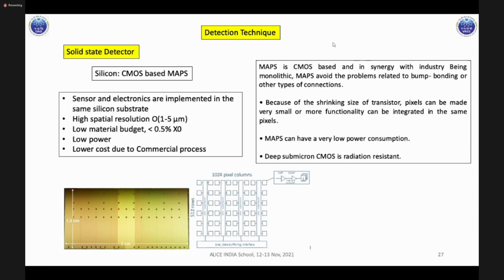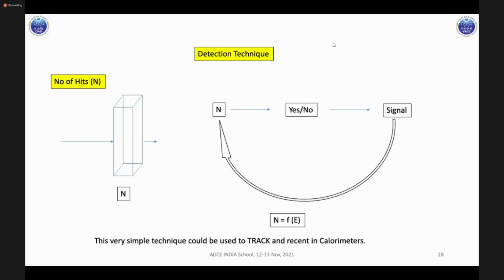Okay. If you are now a little bit aware of this CMOS, then let us go over to the next one. With this CMOS, the simplest part is in terms of measurement. You don't need to worry about the energy deposition. Just let a particle enter the CMOS, it will hit, and this hit information will be stored. And this number of hits N is directly proportional to the signal you are getting out of the detector.